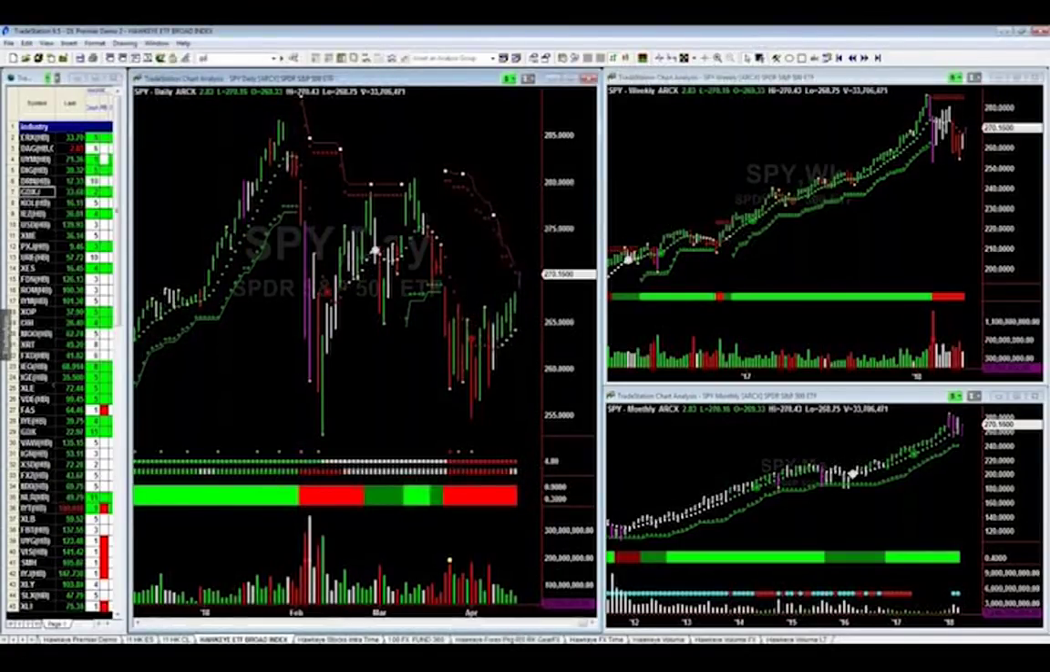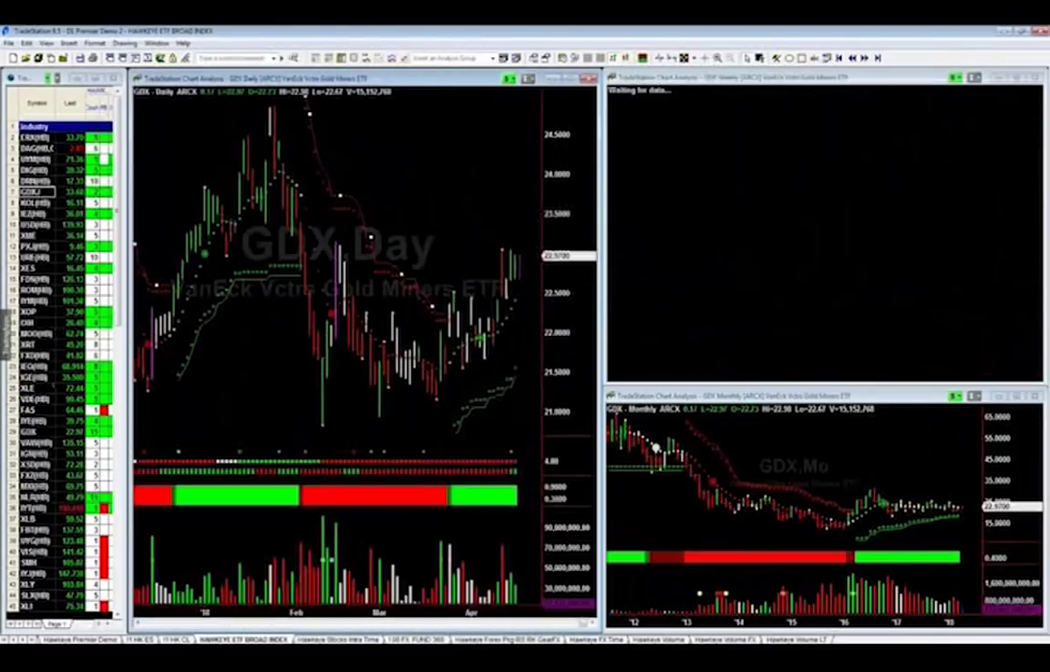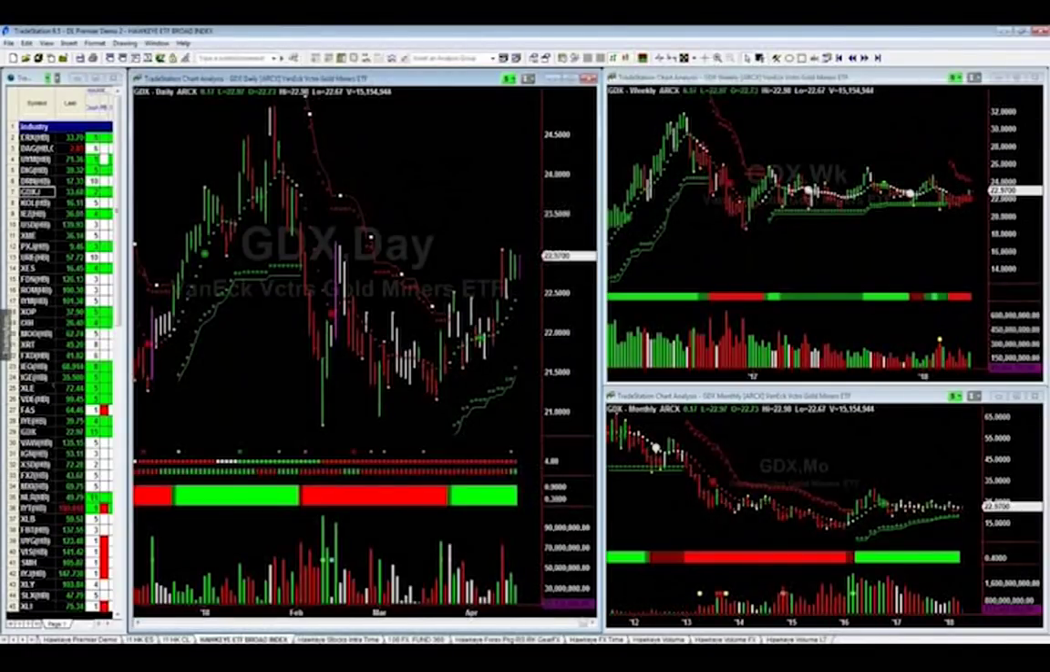GDX, gold bugs. All right, so you can see that they're in a really nice bullish trend right now on the daily. Okay, it's congested on the monthly and the weekly, but it is a congested long side. Okay, but we're still looking long. The juniors are the same way.